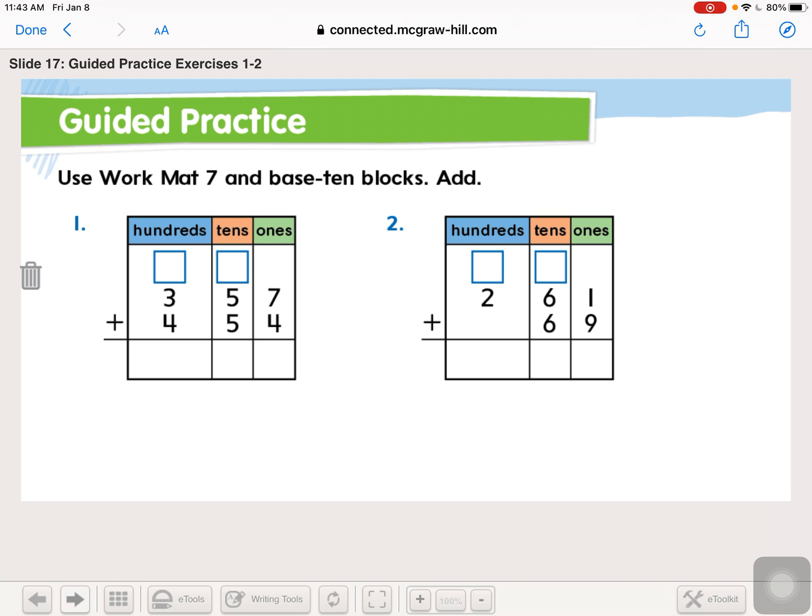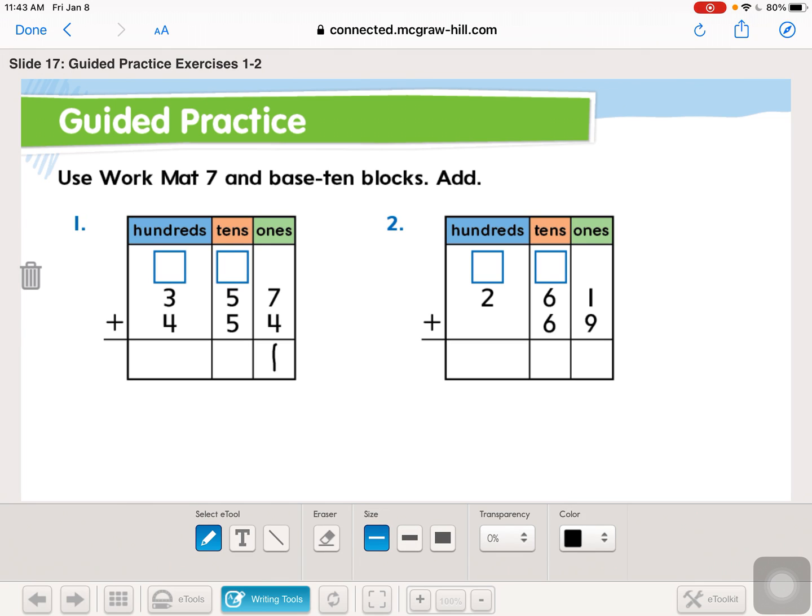Let's try a couple more. 7 plus 4, put 7 in your heart. 8, 9, 10, 11. 1, 1, and 1 ten. Regroup that bad boy. 5 plus 5 is 10. Plus another is 11. And I can make a doubles fact here. 3 plus 1 is 4. 4 plus 4 is 8. 9 plus 1 is 10.